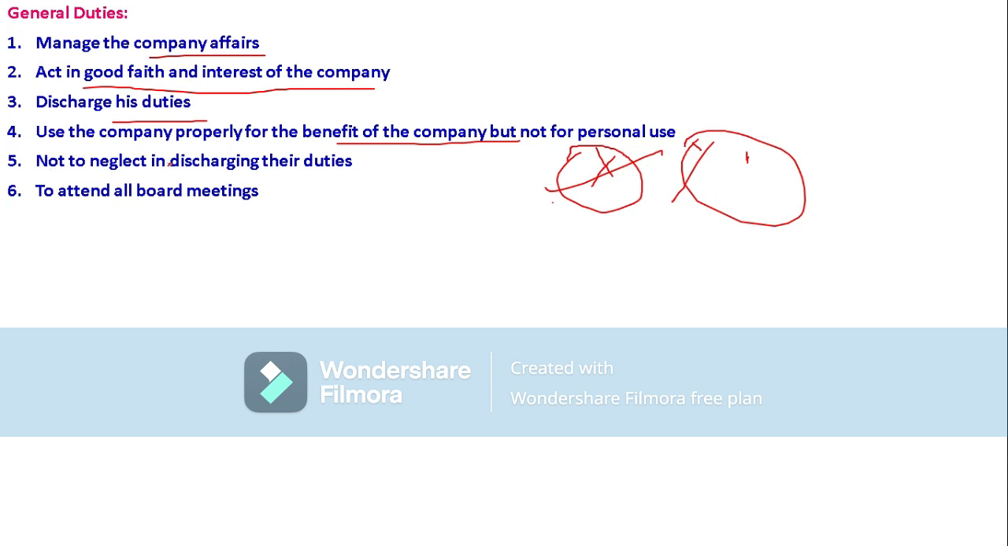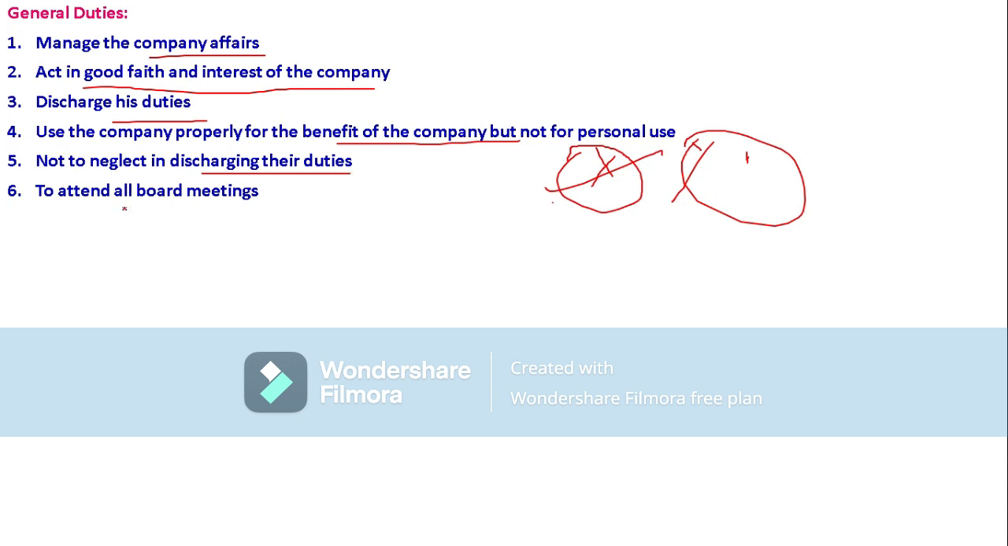Now, not to neglect in discharging their duties. He should not neglect the duties, the discharging or performing of his duties. Why? Because neglecting leads to heavy loss to the company. He has to properly avail his duties and properly perform them. Then only the management will be in proper condition without any wastage and losses.